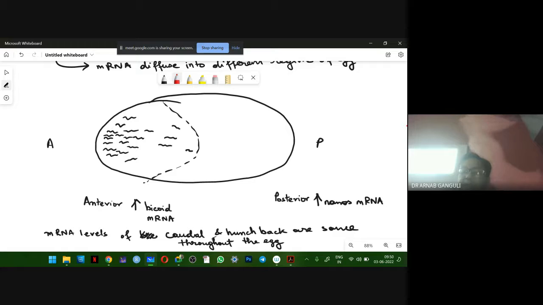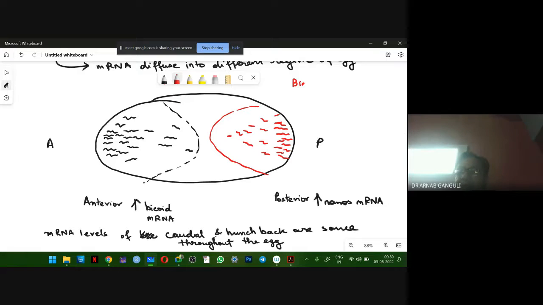In the posterior end you have high levels of nanos. Here, gradually it decreases. This is the high level of nanos mRNA. Now bicoid mRNA, it would have been better if I had used black color.